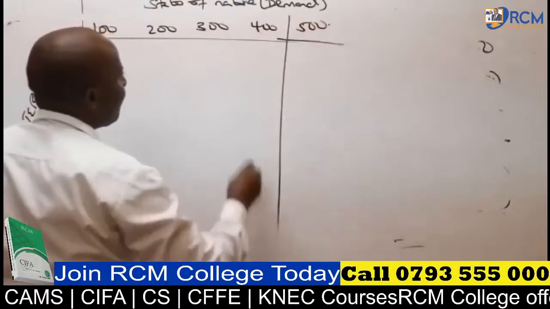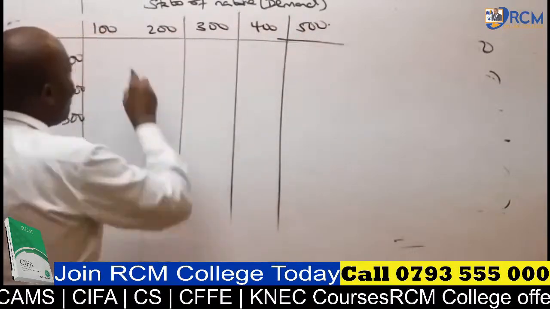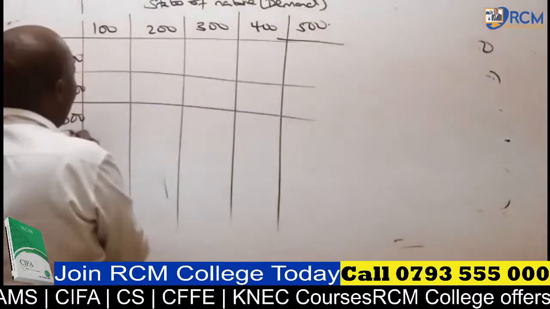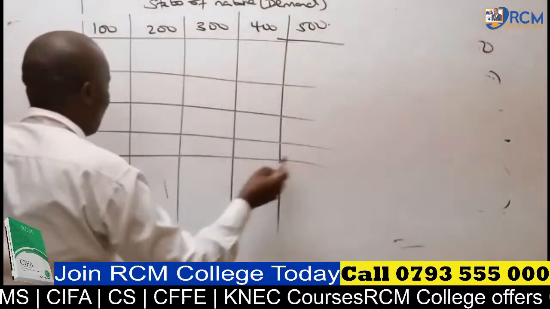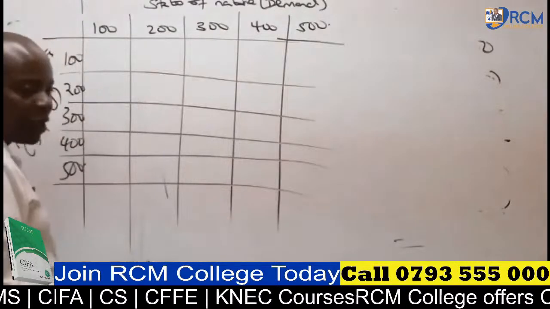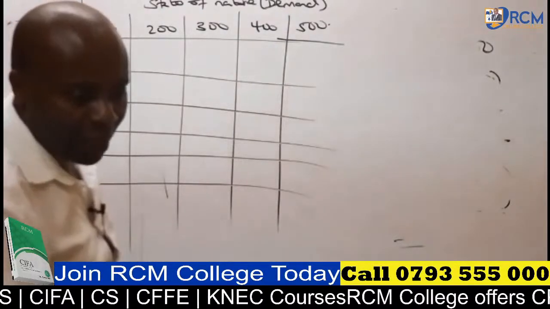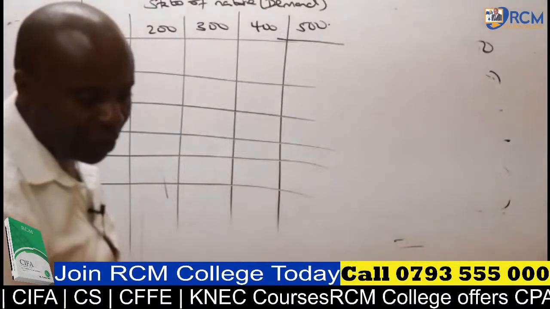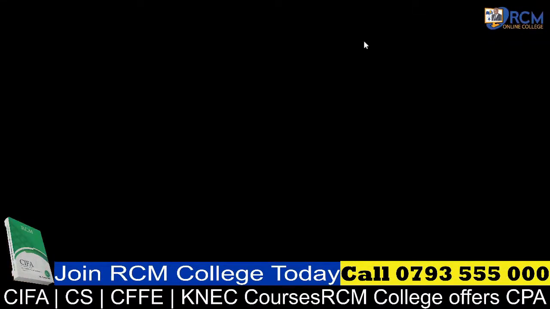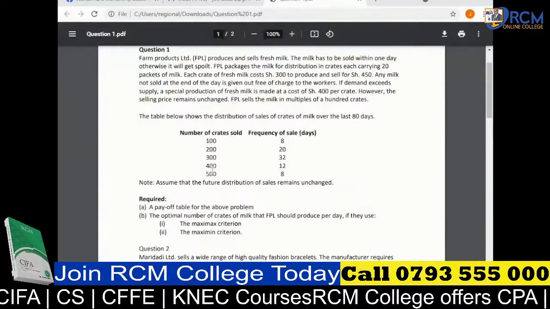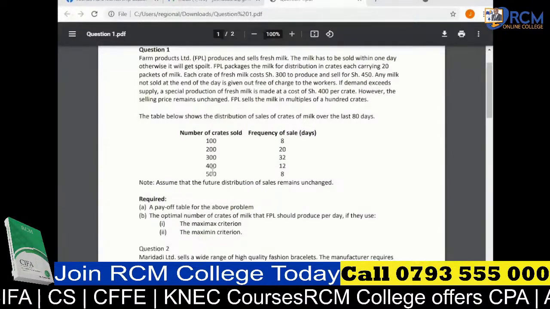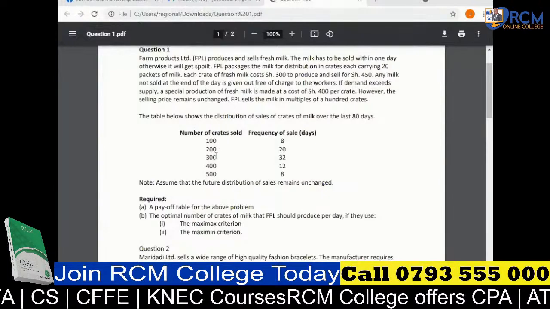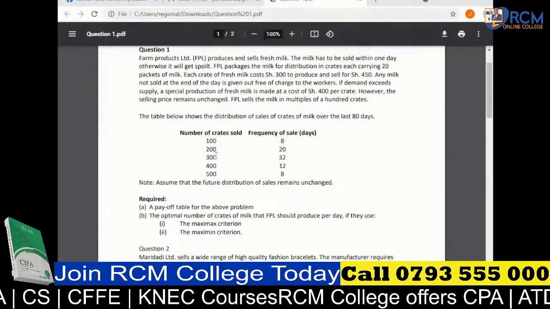So then, ladies and gentlemen, what we're going to do is have our cells. Where did I get this 100, 200, 300, 400, all the way up to 500? I got them from here. In this particular question that you happen to have on your WhatsApp, they have told us the number of crates sold, from 100 to 500, right? These are the ones I've worked around to get the supply and the demand. So, ladies and gentlemen, we can now read here.